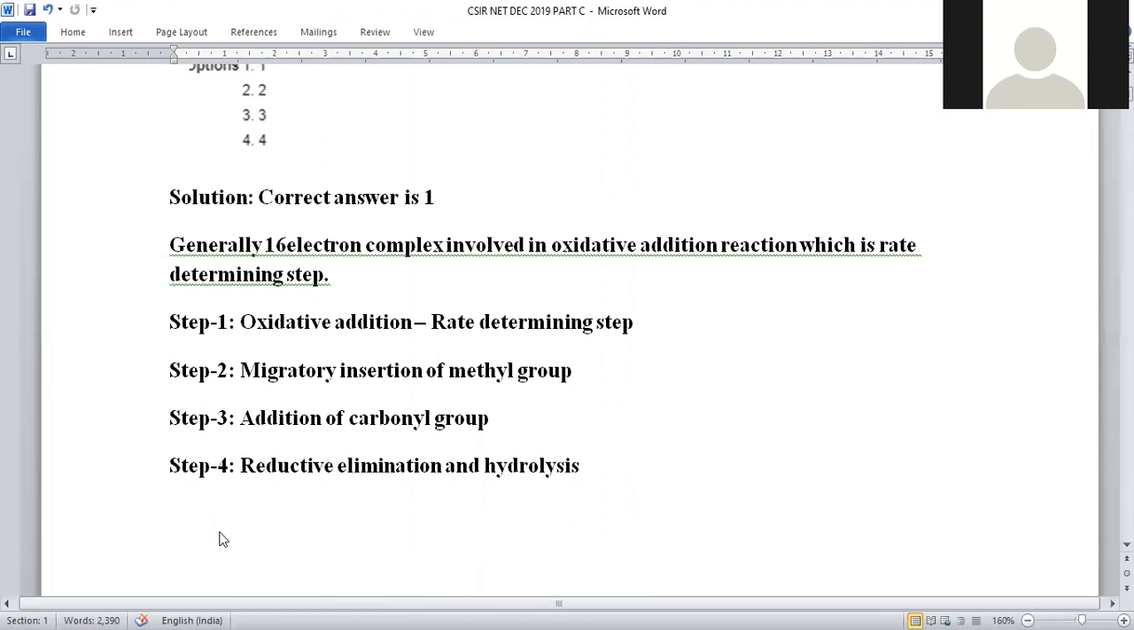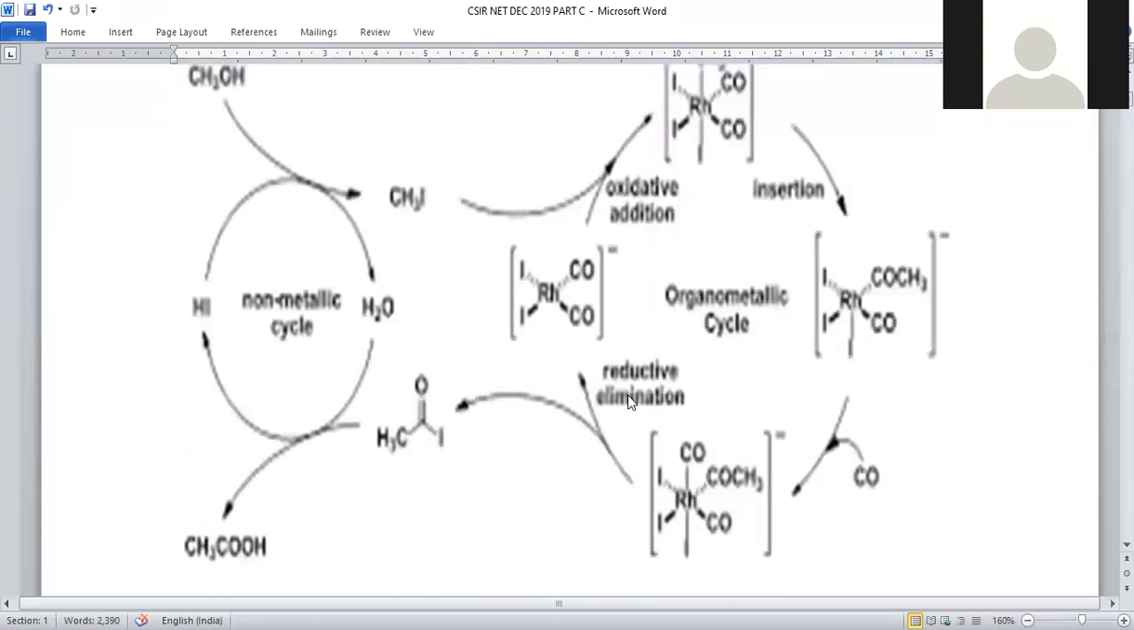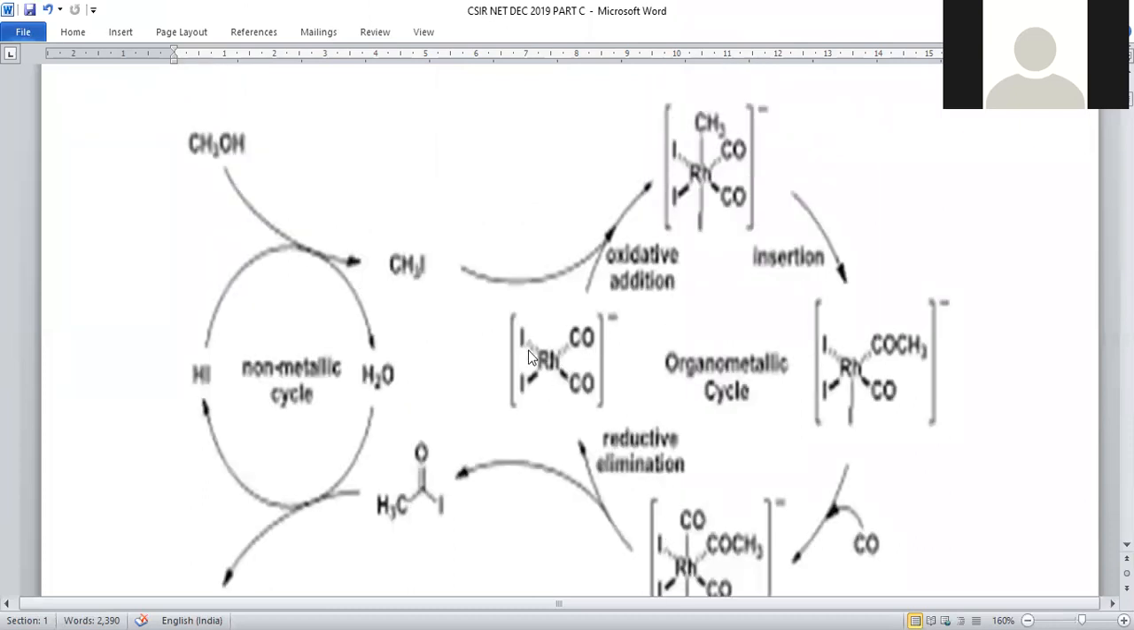In this synthesis, you can observe 4 different steps. One is oxidative addition, second is migratory insertion of the methyl group, and third is addition of carbonyl. Fourth is reductive elimination and subsequent hydrolysis. Here the rate determining step is oxidative addition. The initial rhodium dicarbonyl diiodo complex is a 16 electron square planar complex. Now it is treated with methyl iodide. Whenever methyl iodide is added, it is transformed into an 18 electron octahedral complex.